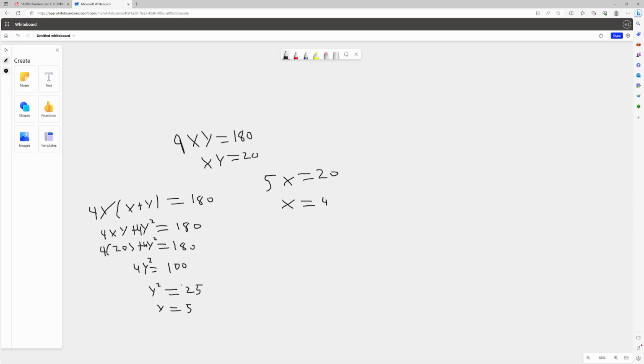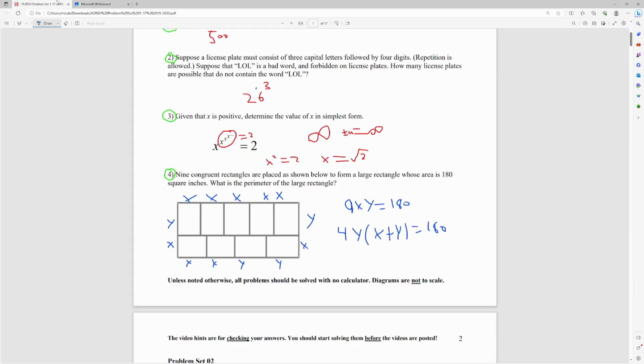Now, plugging that into our xy equals 20, we get 5x equals 20, and x equals 4. We just plugged y equals 5 into xy equals 20. Now, all we need to do is simply compute the perimeter, which we see here we have 1, 2, 3, 4, 5 x's and 4 y's.